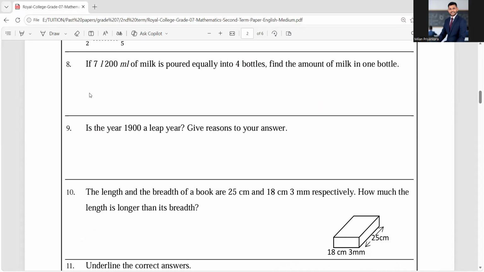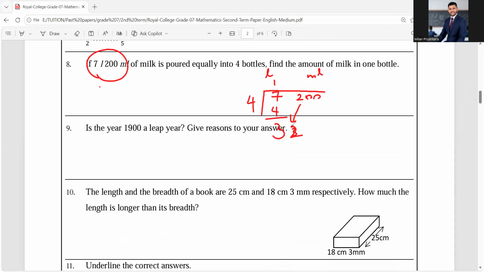And on the eighth one, if 7 liters 200 milliliters of milk is poured equally into 4 bottles, find the amount of milk in 1 bottle. That means you take all this amount and divide into 4 bottles. That's it. Then you have to divide this by 4. Now let's take liters, milliliters. You have 7, 200, and divide by 4. Then you have 1, 4, 4, 7. 4 into 1 is 4. 3 remains, and you take this 2 here, right? When you take this 2, that means your answer goes here only, right?